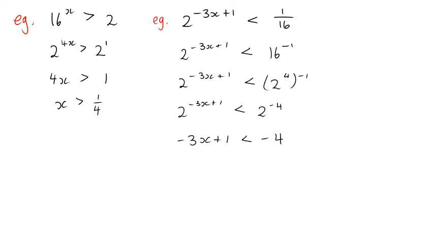Rearrange to solve for x. So you take away 1, get negative 5. Now divide by negative 3, what happens to the inequality? Flips. Good. Anytime you're timesing or dividing by a negative number, the sign flips. So we get x greater than 5 on 3.